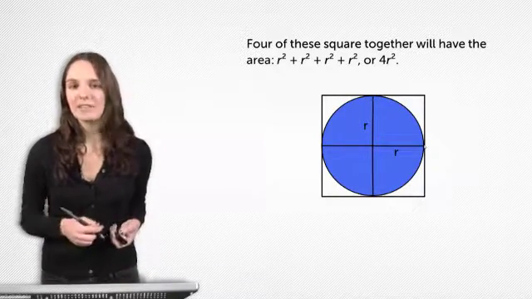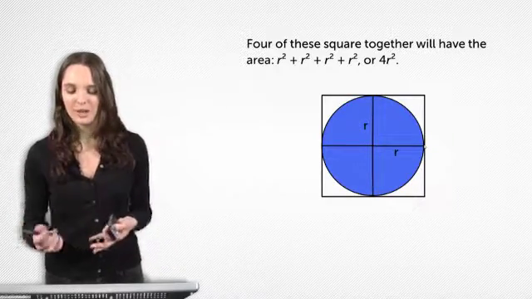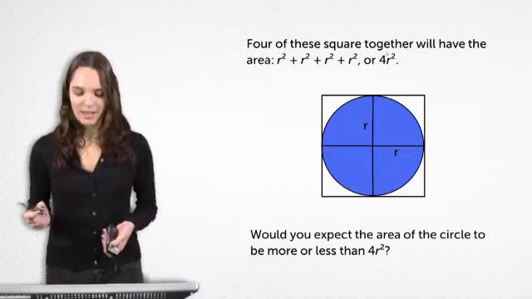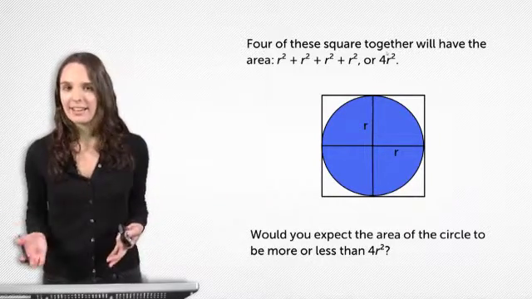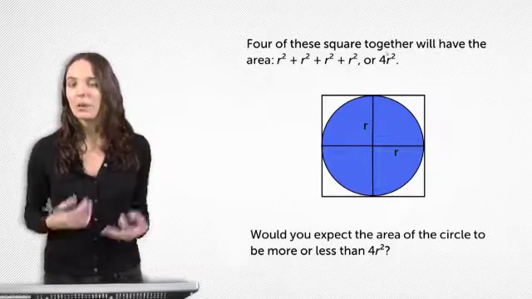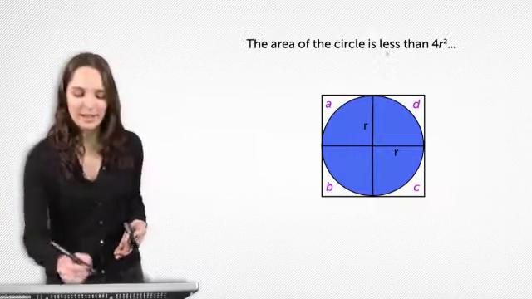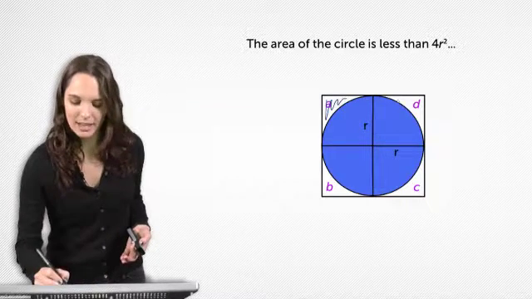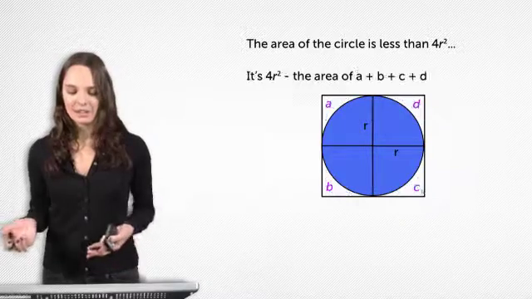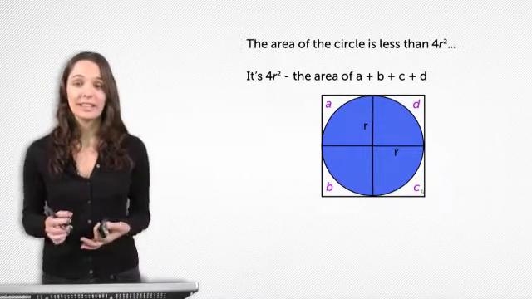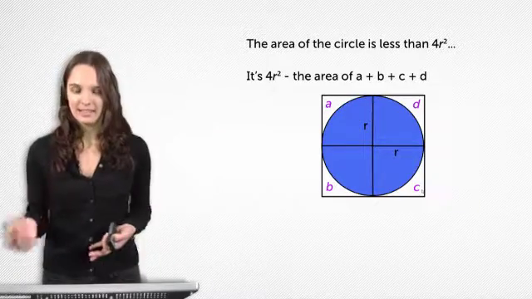Now, what if we put 4 squares here to kind of cover this entire circle and then some? Well, the area of that whole square would be r squared plus r squared plus r squared plus r squared, or 4r squared. Now, would you expect the area of the circle to be more or less than 4r squared? Well, it has to be less, right? It has to be less because there are these extra little white spaces here that we've labeled A, B, C, and D. So if we're just using these letters, we would say that the area of the circle is 4r squared minus A and B and C and D.